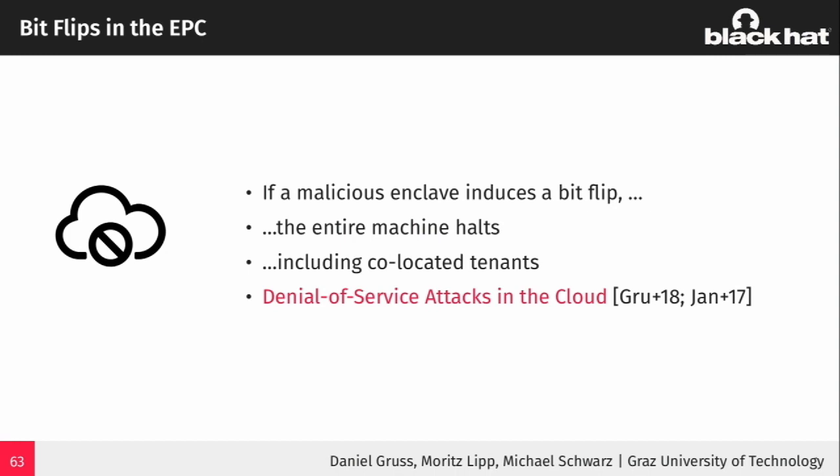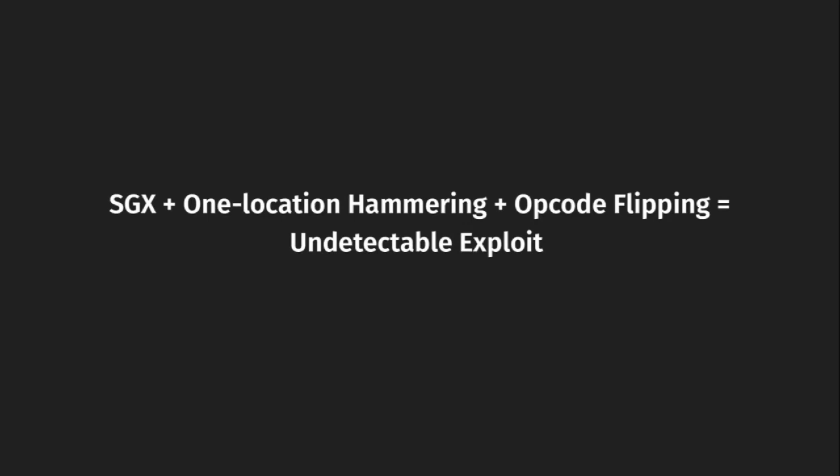But denial of service is boring. That's not something we want to do. Maybe just put everything together we have already with SGX and the one location hammering and the opcode flipping, and then we build an undetectable exploit. Okay. That would be cool.